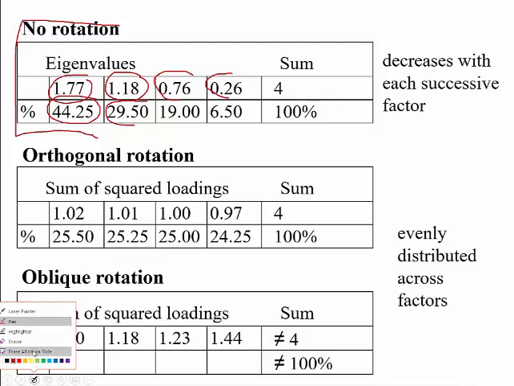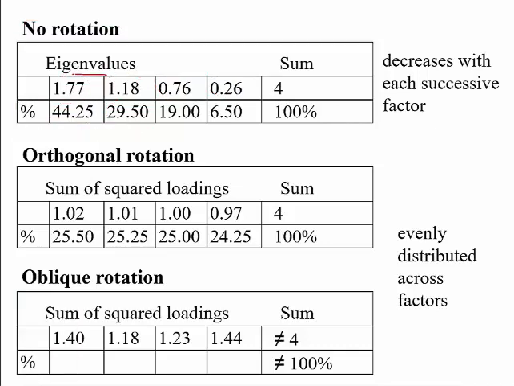And the thing to note, and we've seen this before, I've already shown this to you, is how the eigenvalues decrease with each successive factor. The eigenvalues sum up to 4, and we can look at the percent of variance explained by each factor, and the percent of variance explained decreases with each successive factor we extract. If I extract as many components or factors as I have items on my questionnaire, then the sum of the percent of variance explained for each factor will add up to 100%. I will explain 100% of the variance in my items.